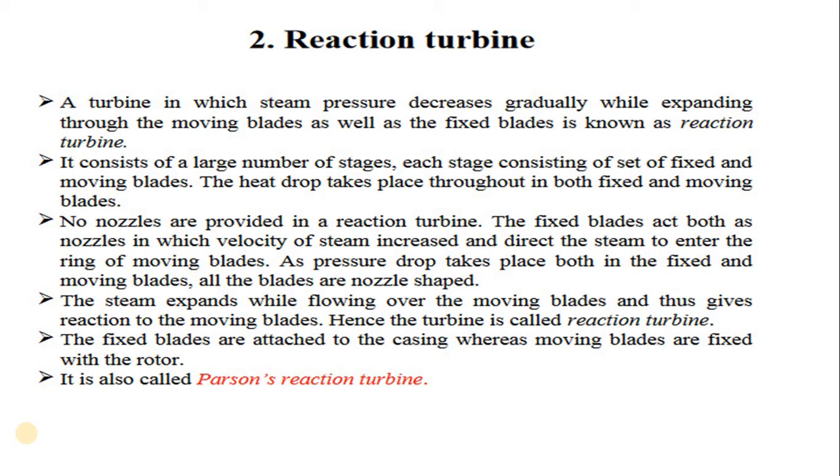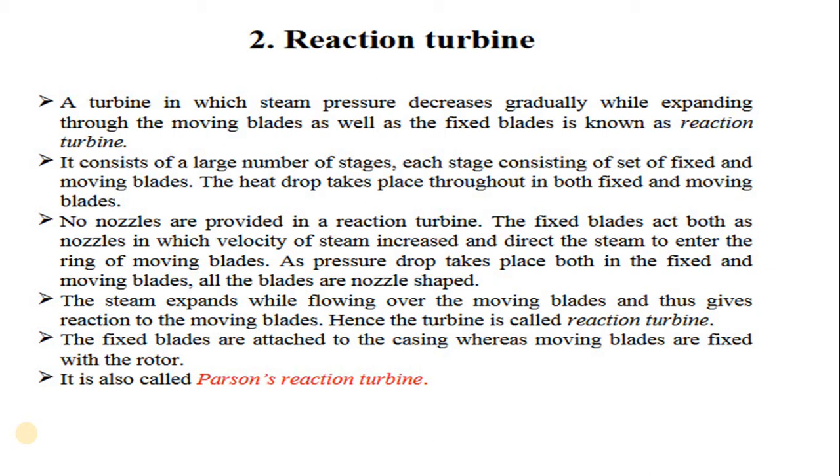So students, the most important components of the reaction turbine are the fixed blade and the moving blade along with the steam nozzle. A turbine in which the steam pressure decreases gradually while expanding through the moving blade as well as the fixed blade is a reaction turbine. This is the main working principle of the reaction turbine.